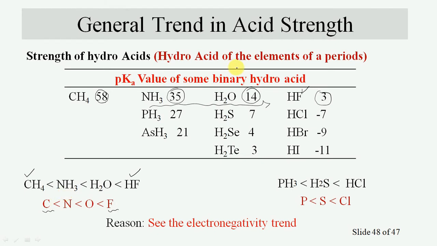So with the increase in electronegativity, the element has more and more tendency to withdraw strongly the electron pair from the hydrogen atom, and therefore the ionic character generally increases. Or we can say that the release of hydrogen ion becomes easier and acidic character increases. So the release of hydrogen ion is easy in the case of hydrogen fluoride, and tough in the case of methane.